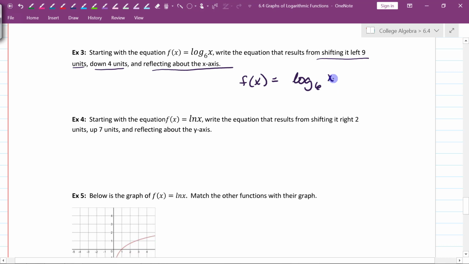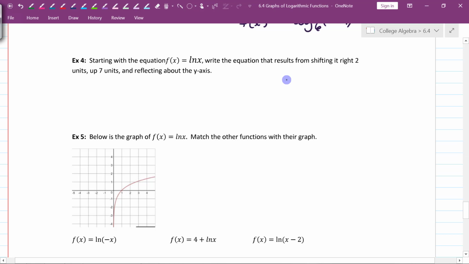I need to shift it left 9 units. Remember, x always lies to us, and if it says we go left, we must add. So if we're going to the negative direction, we're going to add 9 units. So there's that, okay? Now it says we're going to go down 4 units, subtract 4. We have just shifted it down 4 units. And now it says reflect about the x-axis. That means I put a negative right out front. And we're done. Okay.